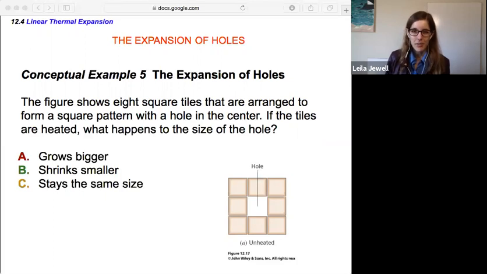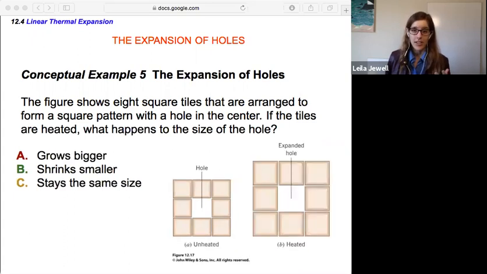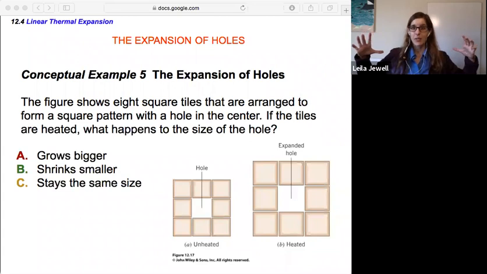Now this one's an interesting puzzle. I tend to think of it as, okay, it's just going to sort of squish the hole out. We might lose the hole. But the thing is the outer edges of this box are not constrained in any way. And each of these squares is going to want to get bigger in all directions. So if they all get bigger, the hole is going to get bigger too. So as they all expand outward, we get a larger hole.